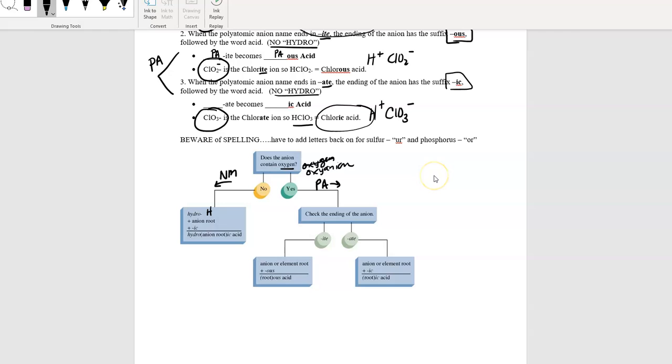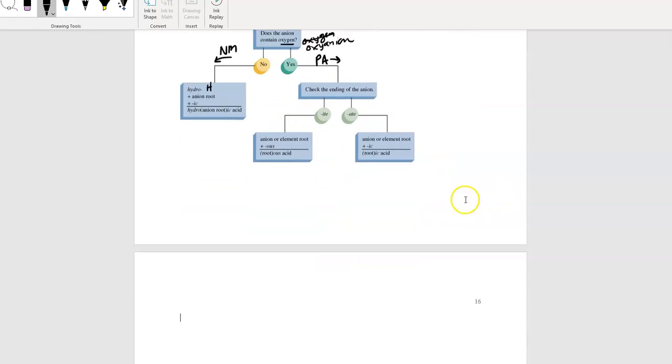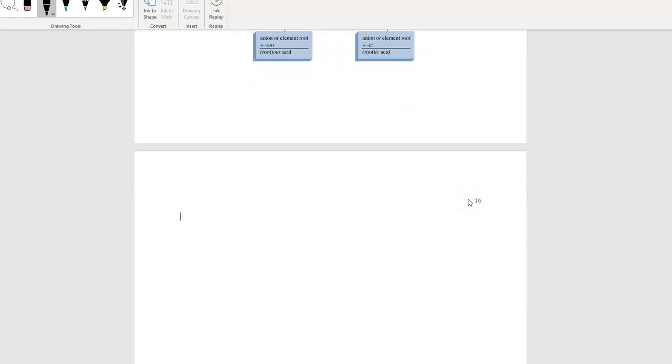Now, I do have a beware here, okay? We do get a little crazy with spelling when it comes to elements, okay? So let me give you an example. With sulfur and phosphorus, there are 2 letters that have to get added back on when it comes to spelling, okay? So I'm going to show you some examples right now, and I'm going to show you why those 2 spellings are really important, okay? So let me go ahead and do a sulfur one first.